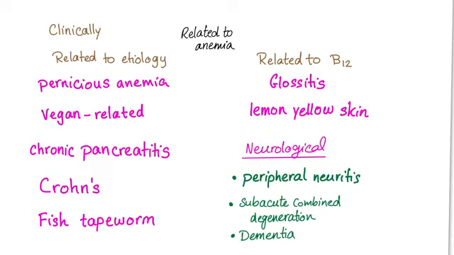What's the most common neurological sequela? It's peripheral neuritis. What's the most dangerous? Subacute combined degeneration of the spinal cord. Also, you can get dementia. Keep in mind, you can have neurological symptoms in vitamin B12 deficiency without symptoms of anemia. So please keep that in mind.